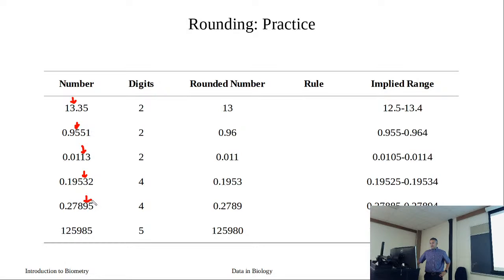4 digits here. We're at 9. So with that 9, we look to the next number. It's a 5. There's nothing after it. There's nothing to suggest that this is a little bit larger than 5. So because of that, we leave the 9 alone. So we keep it at 0.2789. Same thing here. We're rounding to that number. We go to the digit over, which is a 5. Nothing after that, so we leave the 8 alone.